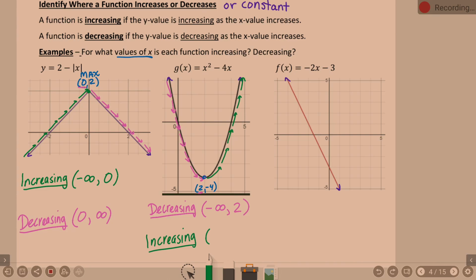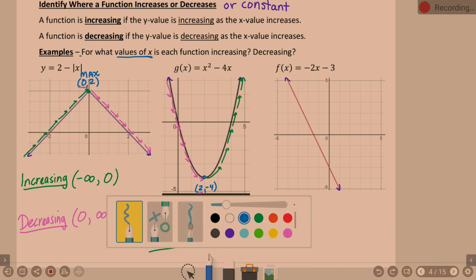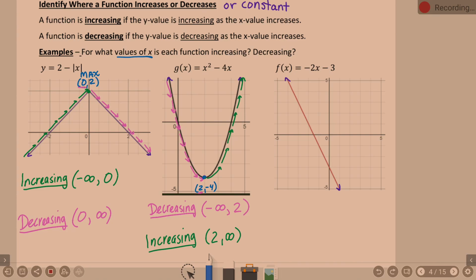Read left to right. So we're going to start increasing at 2. And then we're going to keep going infinitely right. So 2 to infinity. Okay. And it does have to be in that order. Okay. Now, was my graph ever constant? No. And guess what this point is called? This point is called a minimum. A minimum happens when your graph changes from decreasing to increasing.